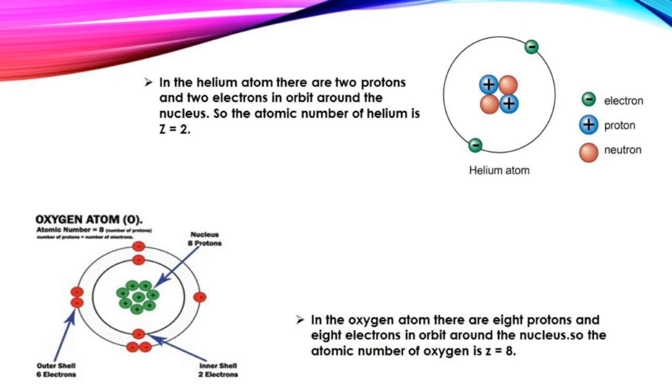In the helium atom, there are 2 protons in the nucleus and 2 electrons in orbit around the nucleus. So the atomic number of helium, Z, is equal to 2. Next, in an oxygen atom, there are 8 protons in the nucleus and 8 electrons in orbit around the nucleus. So the atomic number of oxygen, Z, is equal to 8.